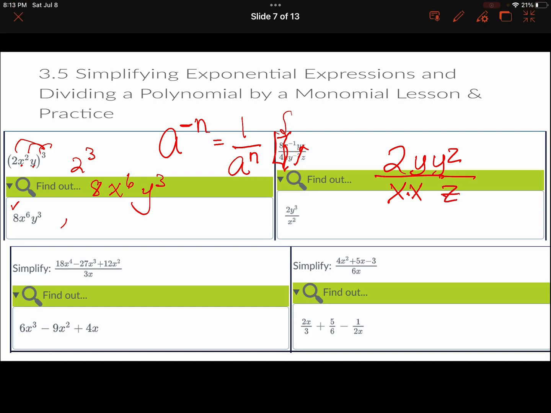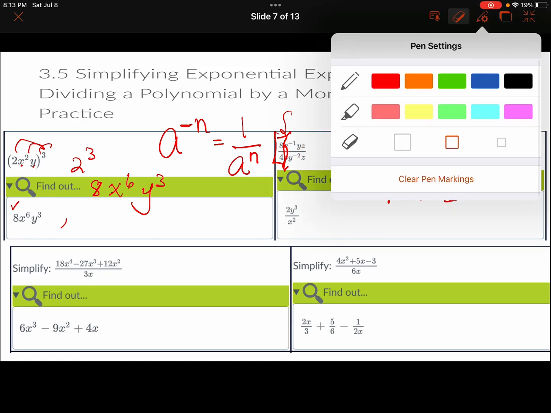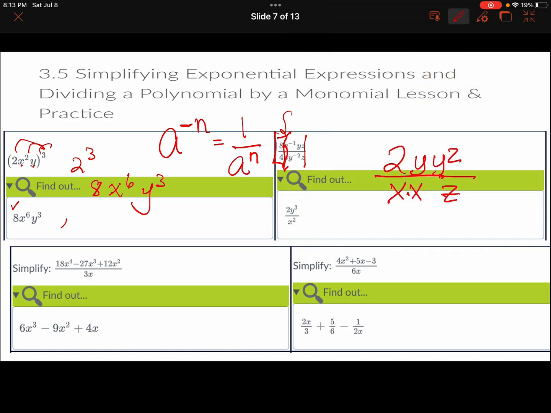Except I can't really read my scribbles, so let me move some of that out of the way. Oh, there's a z on top and the bottom. I missed that, so those z's would cancel out. So when I simplified this, I would have 2 y times y squared, which gives me y to the 3rd, and x times x would give me x squared. When you're doing a division here, even though it's a long expression, you're just going to divide this into every term.